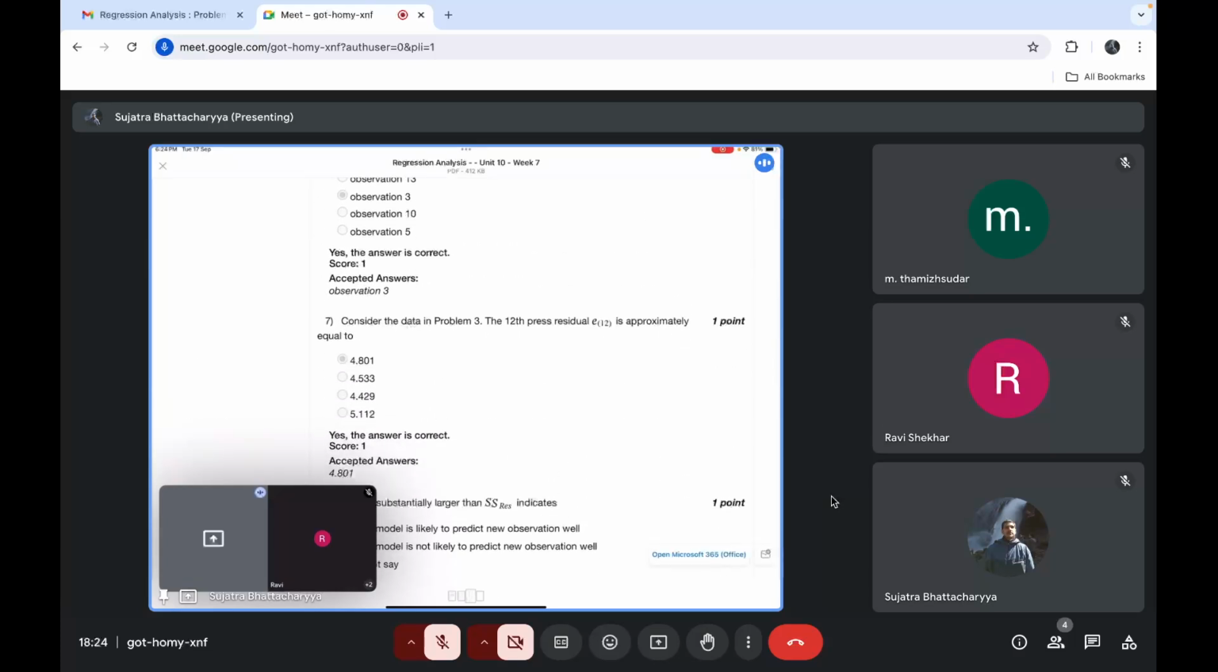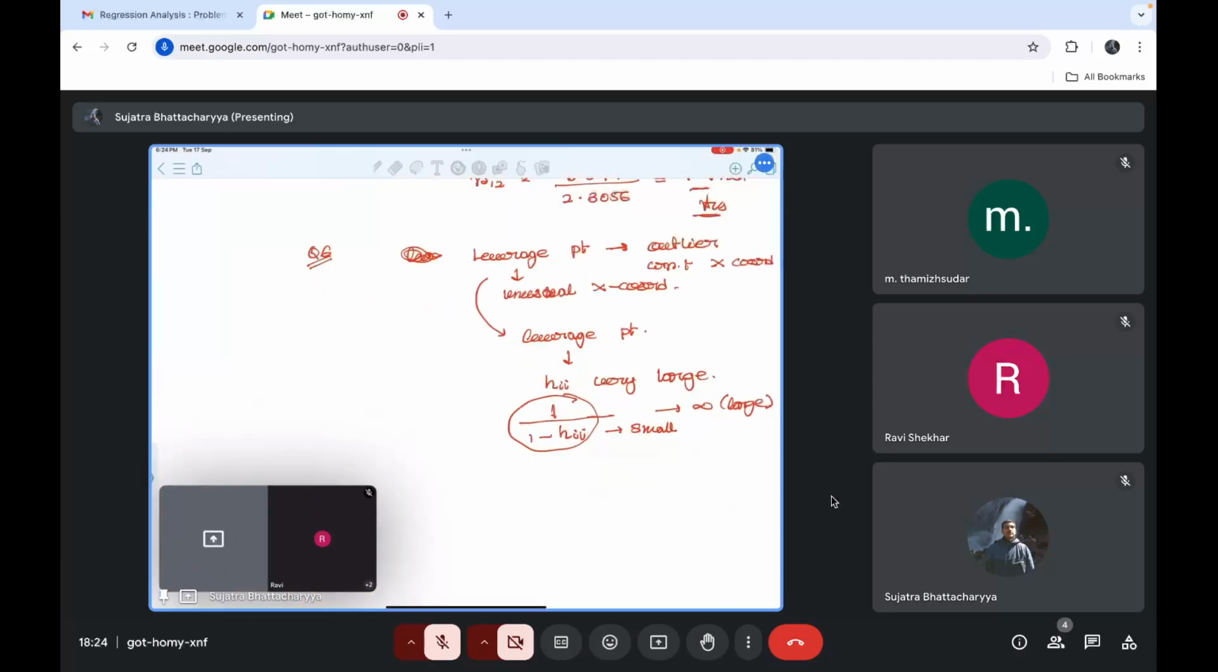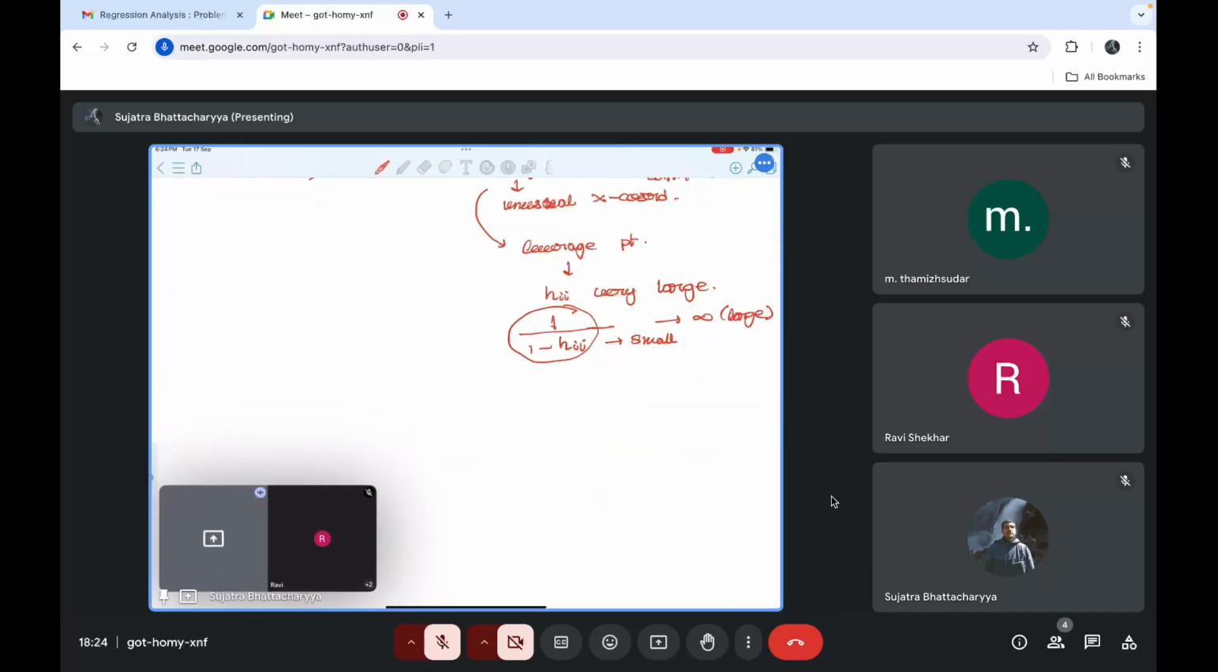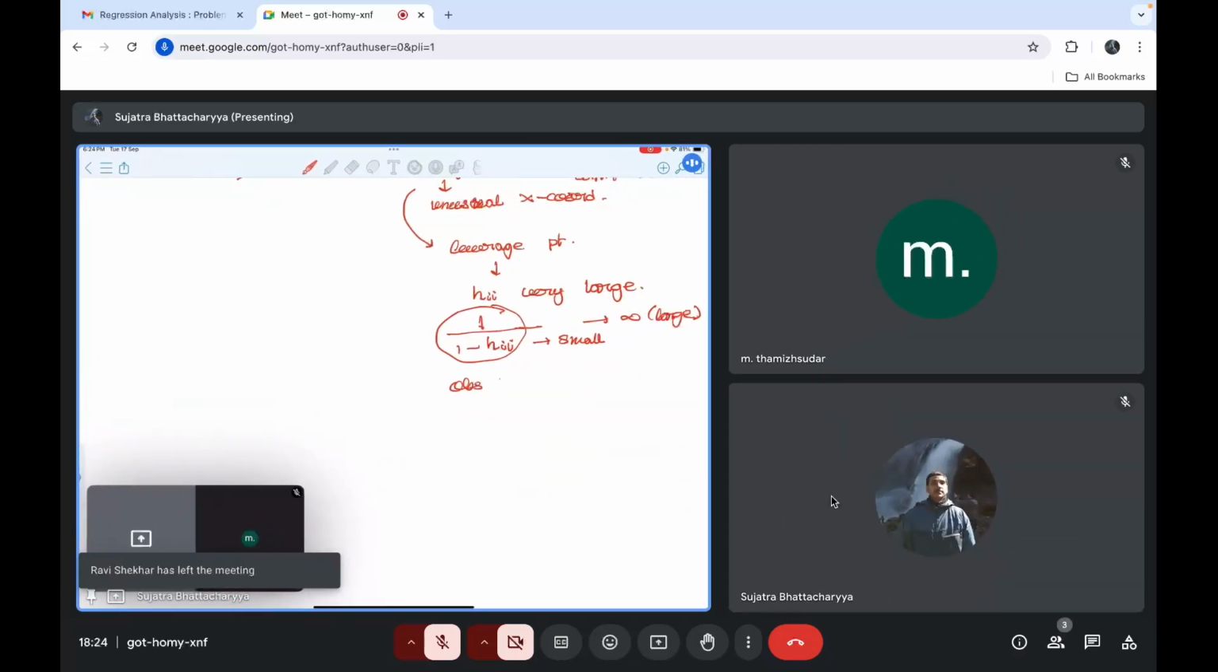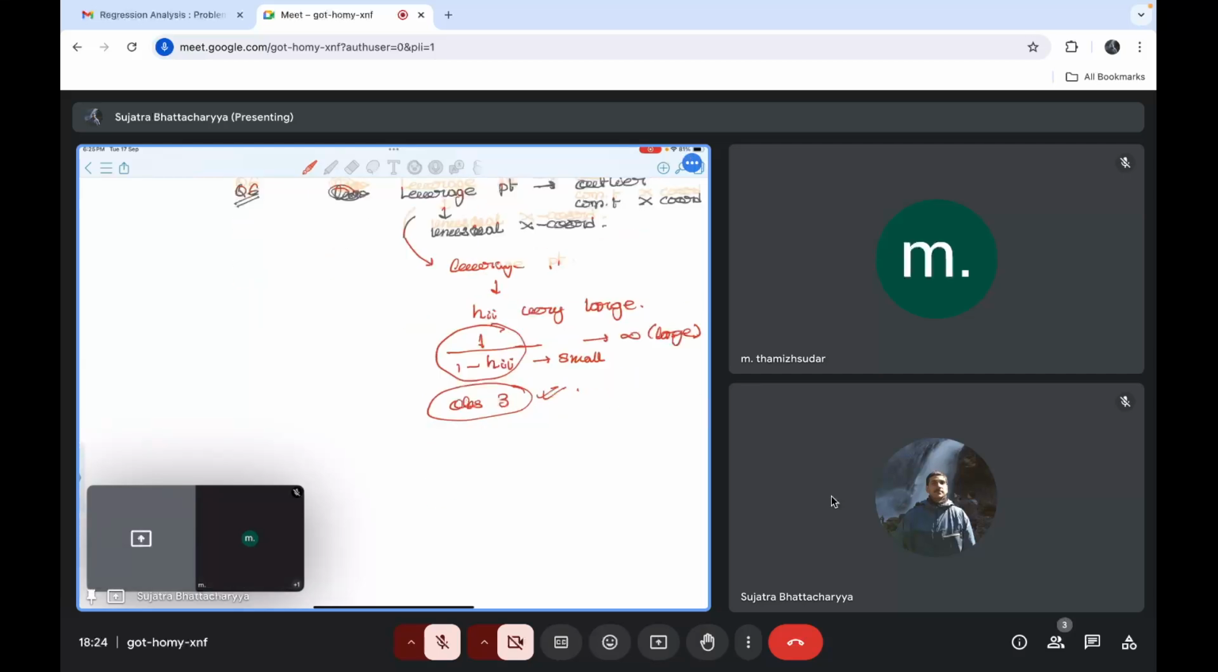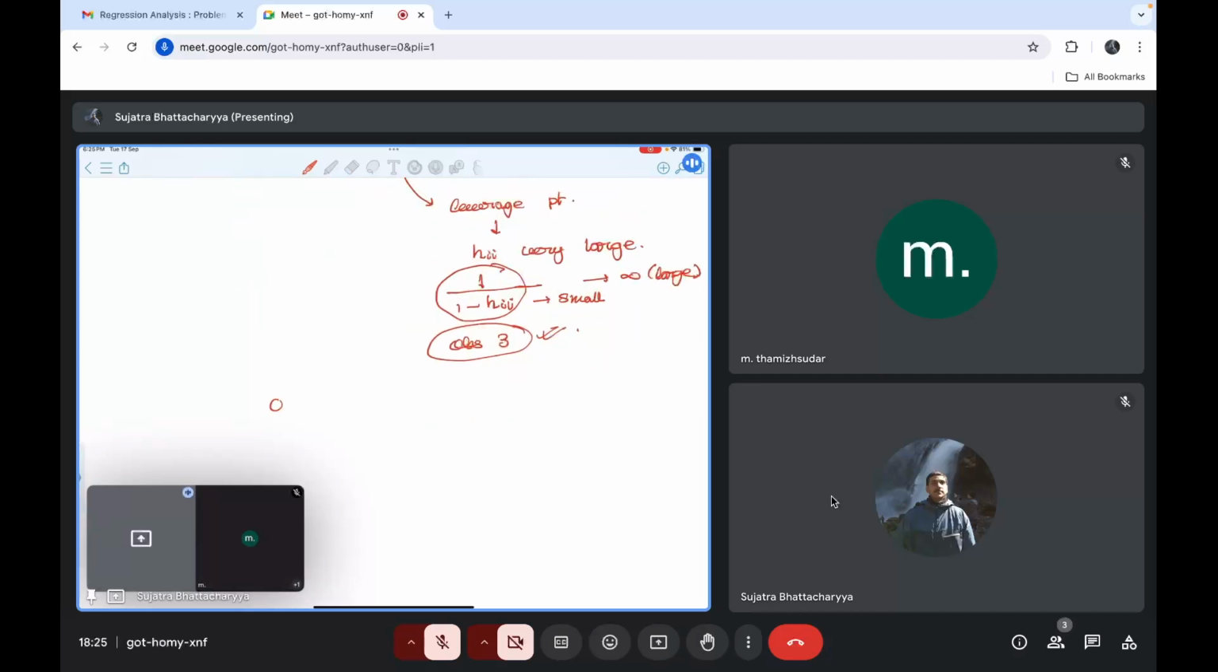Sixth one. Now seventh one is that same data: E12, meaning the fresh residual has to be found out. Let's see. Okay, so here observation 3 is the correct option. Let's go to question number 7. We need to find out E of 12, that is the fresh residual.